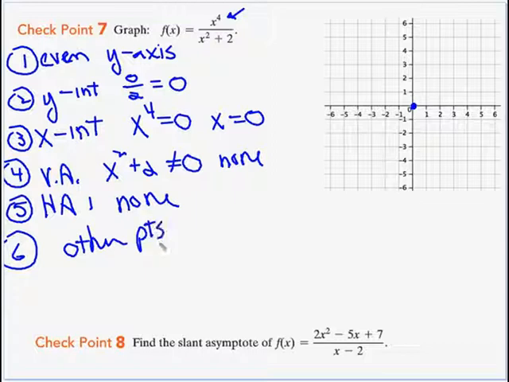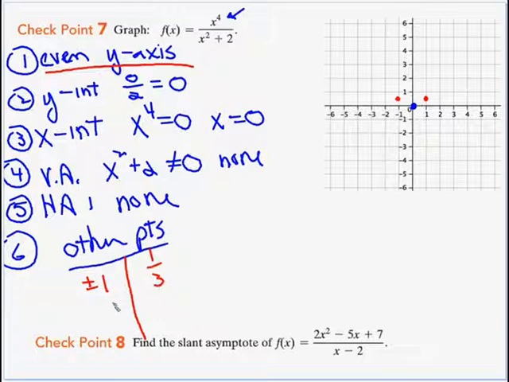They would be in between the asymptotes and the x-intercepts, but since I have no asymptotes and only one x-intercept, I know I have a y-axis symmetry. I can check positive and negative 1 just by checking positive 1. I'll wind up with 1 over 1 plus 2, or a third. So I'll have a couple points here and here.